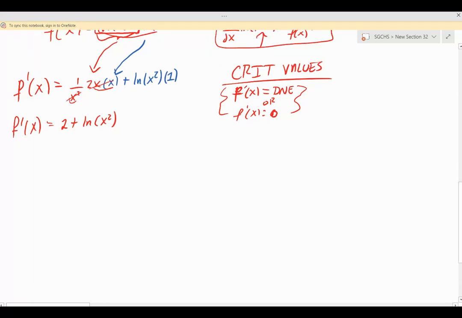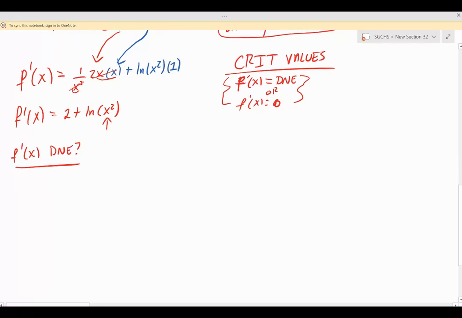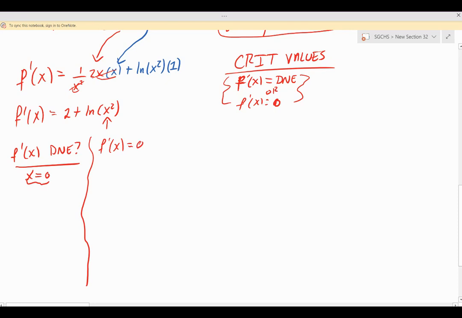So the first thing, where does the first derivative not exist? We'll recognize we still have that restriction. So the first derivative does not exist when x equals 0. So this is a non-permissible value in this case. Now, how about where does the first derivative equal 0? Well, we can find that by simply setting the first derivative equal to 0, equaling 2 plus ln(x squared). And now we can solve for x. So subtract 2 from both sides.